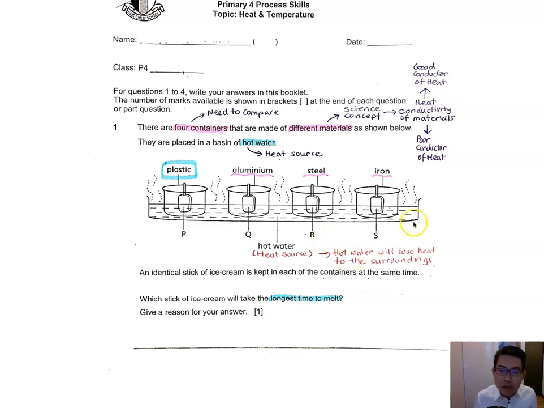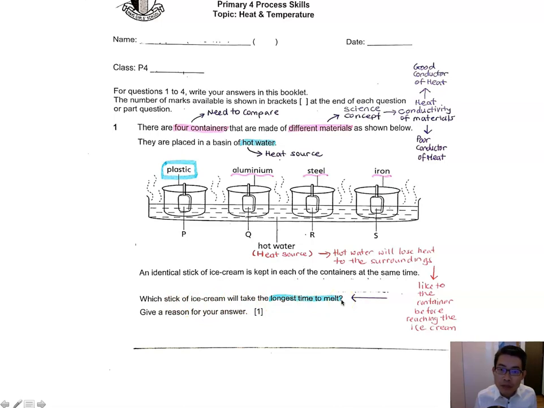And this hot water will be losing heat to the surrounding gradually. What does it mean? It means that it is losing heat to the surroundings, into the air, the table that this is resting on, as well as the container. The container is also gaining heat from the hot water. So the hot water is losing heat to the container. And once the container gains heat, it is now getting hotter and hotter, and will start to melt the ice cream that's inside the container. So the question asks us, which stick of ice cream will take the longest time to melt?